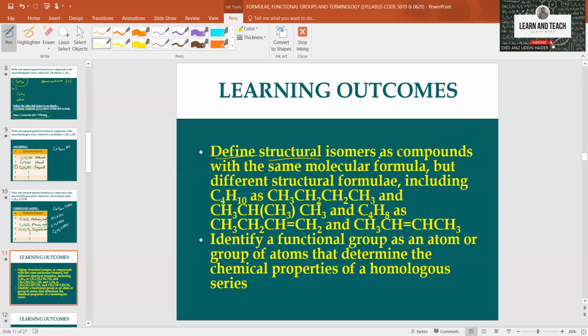Define structural isomers as compounds with the same molecular formula but different structural formula, including C4H10 as CH3CH2CH2CH3 and CH3CH(CH3)CH3, and C4H8 as CH3CH2CH=CH2 and CH3CH=CHCH3.